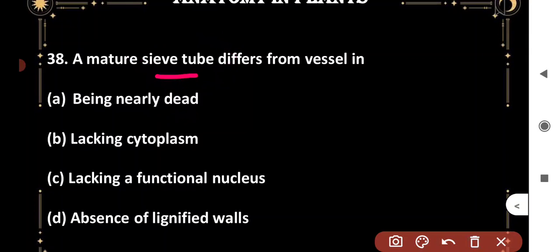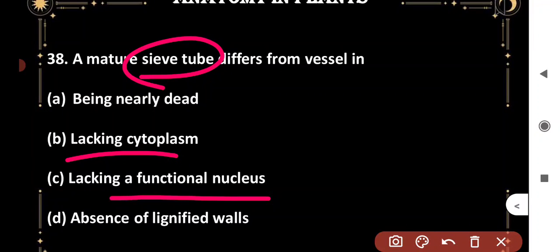They just lack a nucleus, and the function of these sieve tubes is taken by their companion cells, right? Lacking cytoplasm? Sieve tube cells have cytoplasm, lacking a functional nucleus. Yes, sieve tubes lack a functional nucleus, but vessels are dead. Absence of lignified walls: sieve tubes do not have lignified walls, whereas vessels have lignified walls. So a mature sieve tube differs from a vessel in lacking lignified walls. Option D is correct.